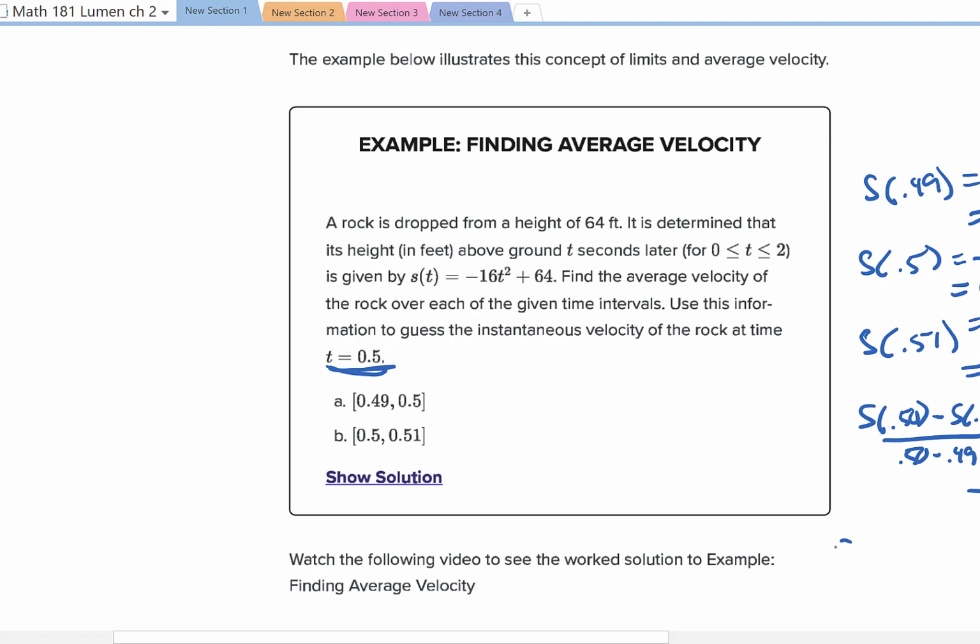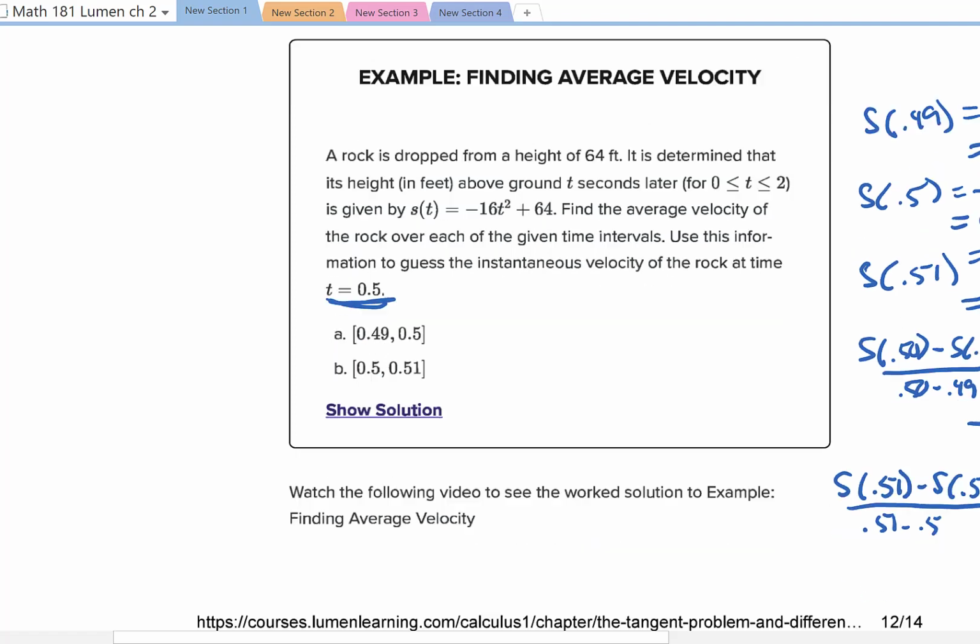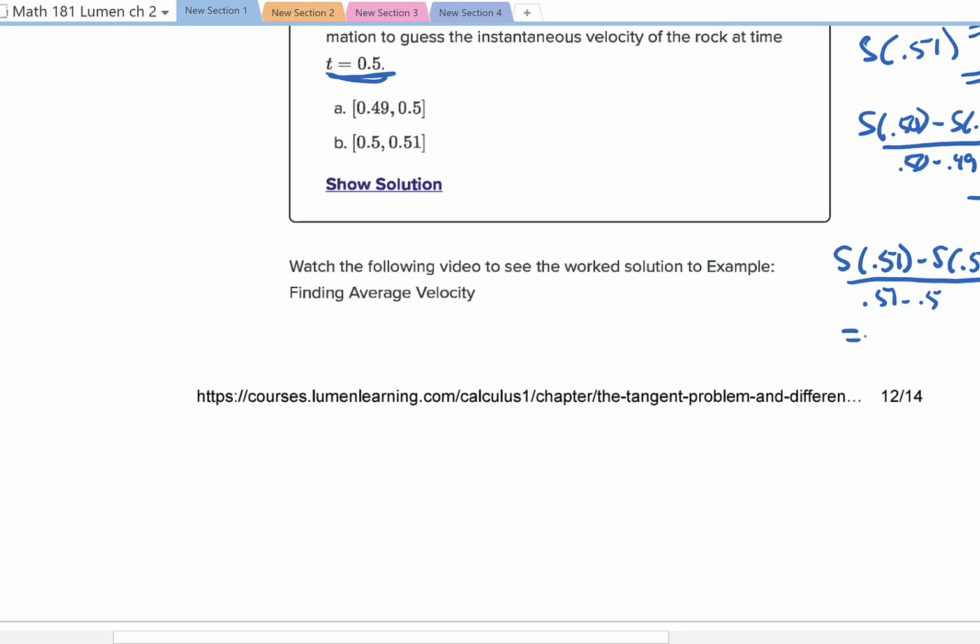And now let's try the other one. s of 0.51 minus s of 0.5 over 0.51 minus 0.5. That's going to be 59.8384 minus 60 over 0.01, which is what? That gives us negative 16.16. So on the one hand, it's negative 15.84. On the other hand, it's negative 16.16.